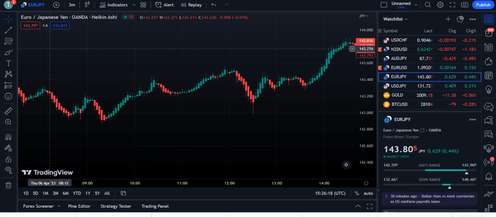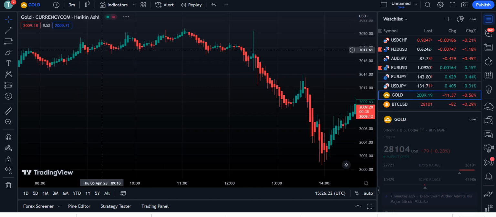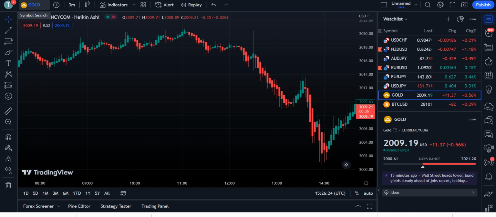Okay, here I have chosen the gold chart. As this is a pair, gold USD or the Bitcoin USD are the pairs that can give you the highest profits when you will be using it according to the instructions that I am going to tell you. And the time frame that I have chosen here is the 3 minutes.